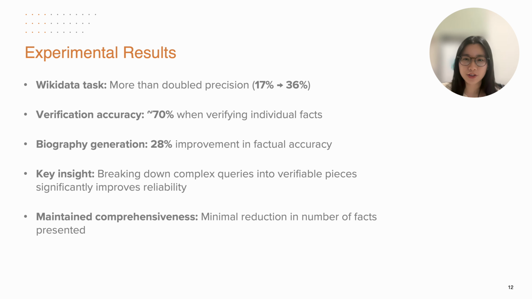And for biographical text generation, chain of verification also improved factual accuracy by 28% while maintaining comprehensiveness. There was only a minimal reduction in the number of facts presented.